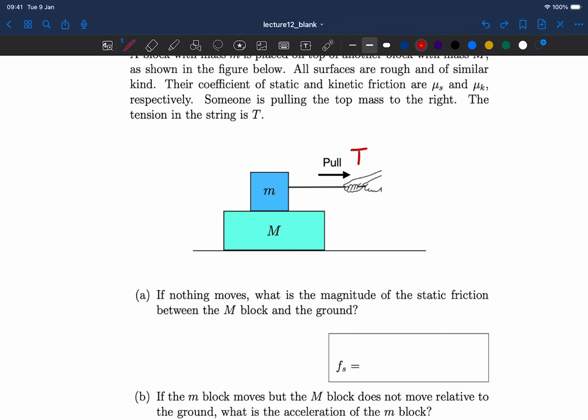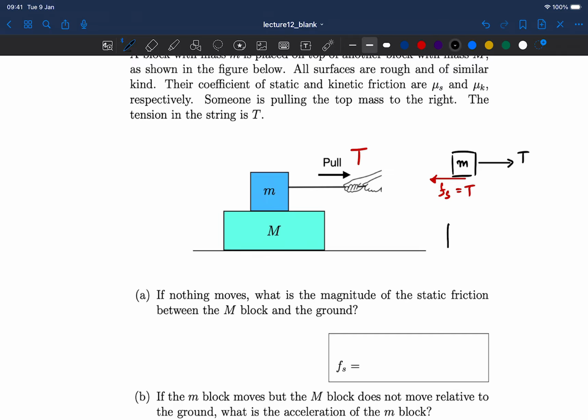So if you draw the diagram for small m, okay, you're pulling to the right with T, but small m doesn't move, so some horizontal force must cancel out T. And that's the static friction between small m and big M going to the left, Fs equal to T, like this. Okay, that's for the small mass.